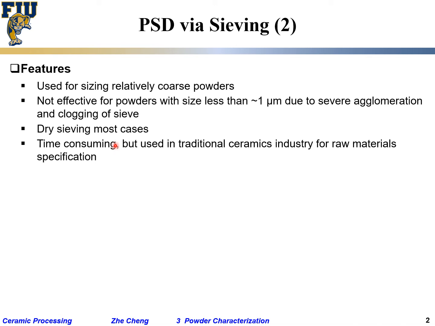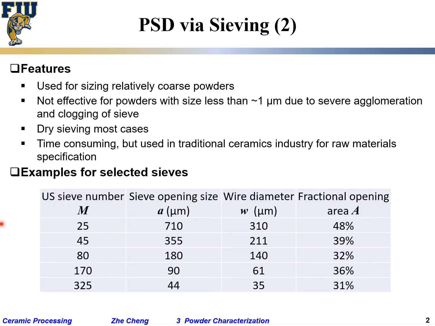But you should still use it as the traditional method for ceramics raw material specification. I visited some industry production. They do have larger scale sieving to sieve very coarse stuff. Not fine, very coarse stuff. Examples for selected sieves. Here, the table lists some of the mesh number, sieve opening size, wire diameter, and the percentage of openings. Quite often, you find the higher the mesh number, the lower the percentage of openings. Of course, it also depends on the wire diameter and other things.